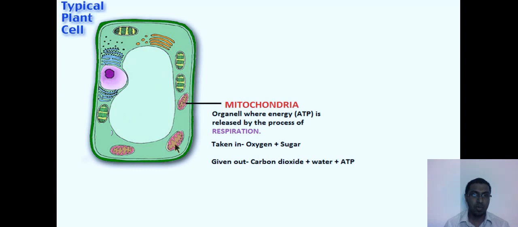Carbon dioxide is a waste product. Water is considered a waste product also. However, ATP or energy is used to drive all the processes that happen in the cell.